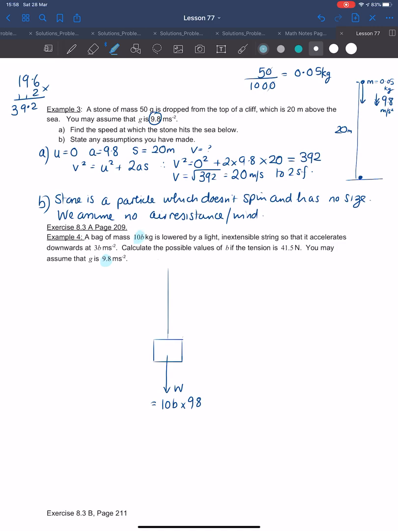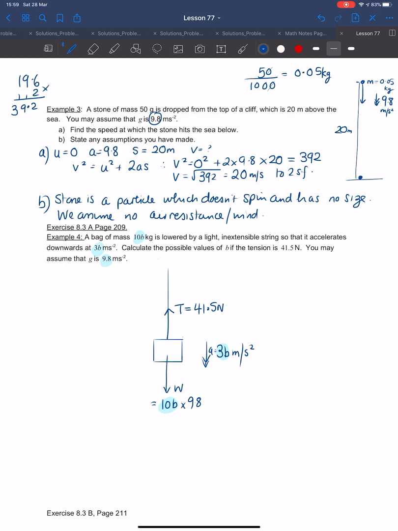It's light, inextensible string, accelerates downwards. The acceleration, 3b metres per second squared. Calculate the possible values of b if the tension is 41.5. So we've got a T here, 41.5 newtons. Calculate the possible values of b. I know why it's going to come up as possible, because we've got the 3b there, and there, and there. It's going to come up as a quadratic.